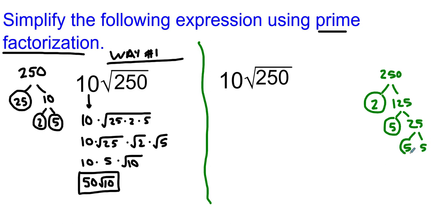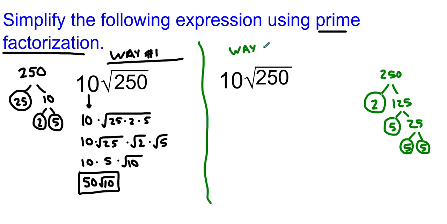So you could always do it this way if you really wanted to. I mean, it just makes your life a little bit easier if you find those perfect squares. But let's just say you have trouble thinking of perfect squares. You could break it all the way down to prime numbers every time. You could always do this way number 2, and that's fine. It's just going to take a little bit longer, but that's okay.